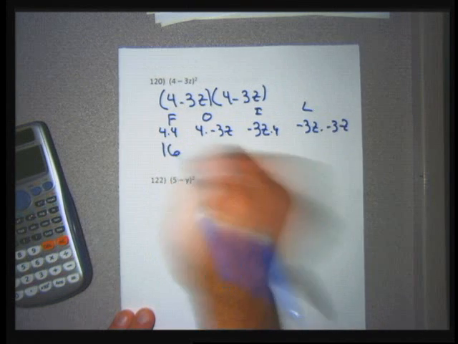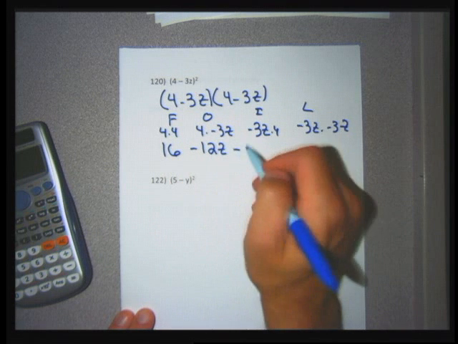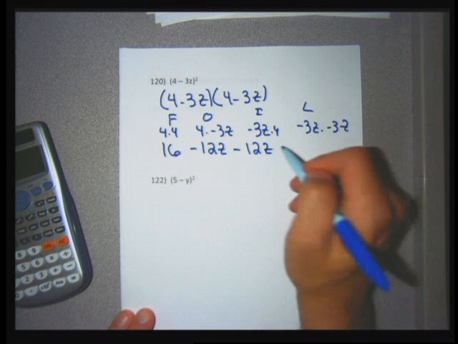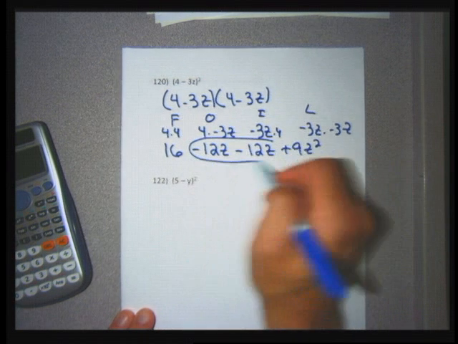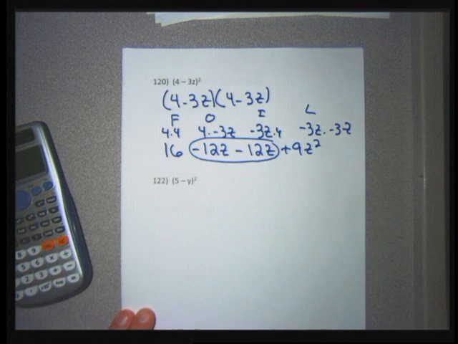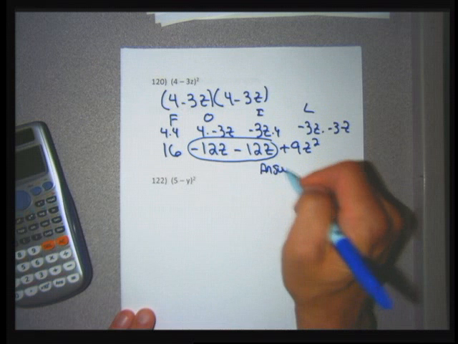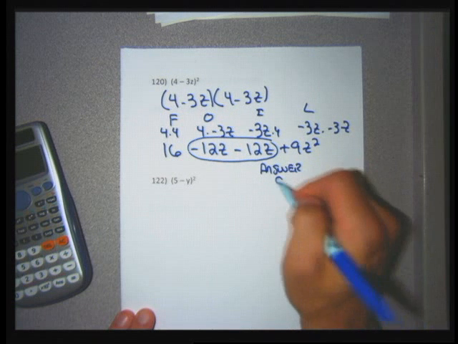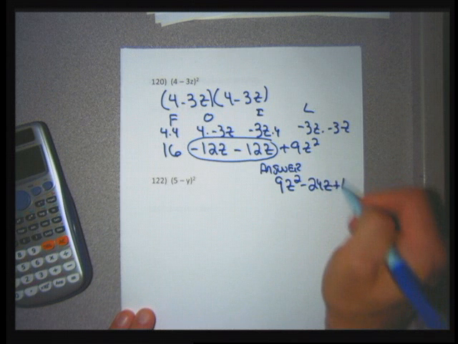Firsts are a 16. Outers are a minus 12z. Inners are a minus 12z. Last are a plus 9z squared. Combine those to a minus 24z because they have the same signs. You add the numbers and keep them negative. Write everything in a nice order. I'm going to get 9z squared minus 24z plus 16.